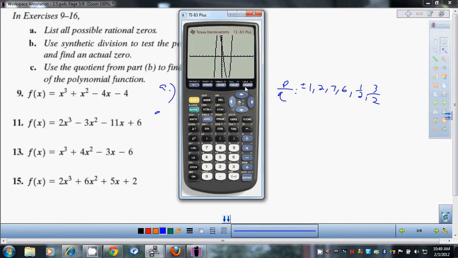Now, we need to find one of these and then take it out. So I always just start with all the positive ones, and then if all those failed, we can go back and look for the negative ones. So here we go. Let's try 1. Trace. 1. Not a root. 2. Not a root. 3. Found one. 3 is a root.